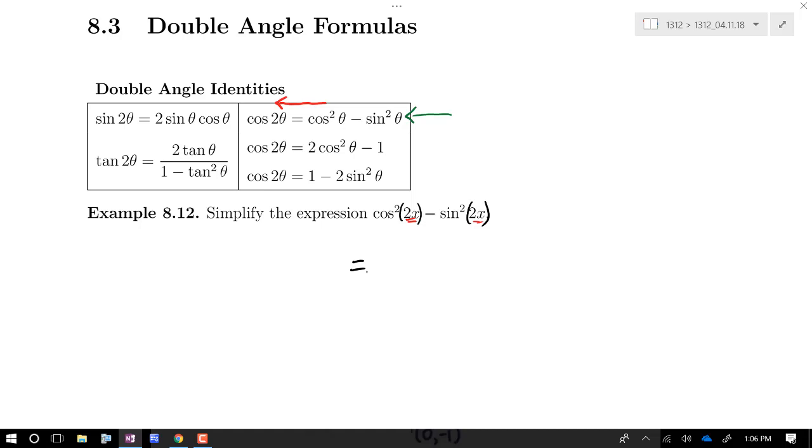Sine of 2x? Not exactly. 4x. Yeah, so it'd be cosine of twice the angle, right? So whatever this angle is, we're going to double it, and of course that's 4x.